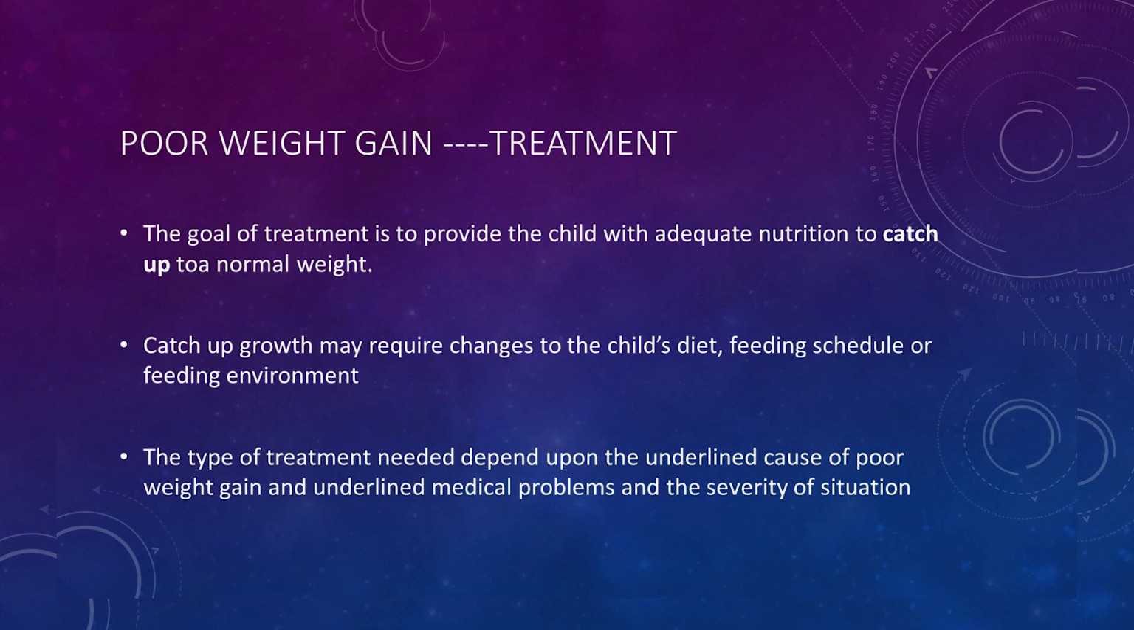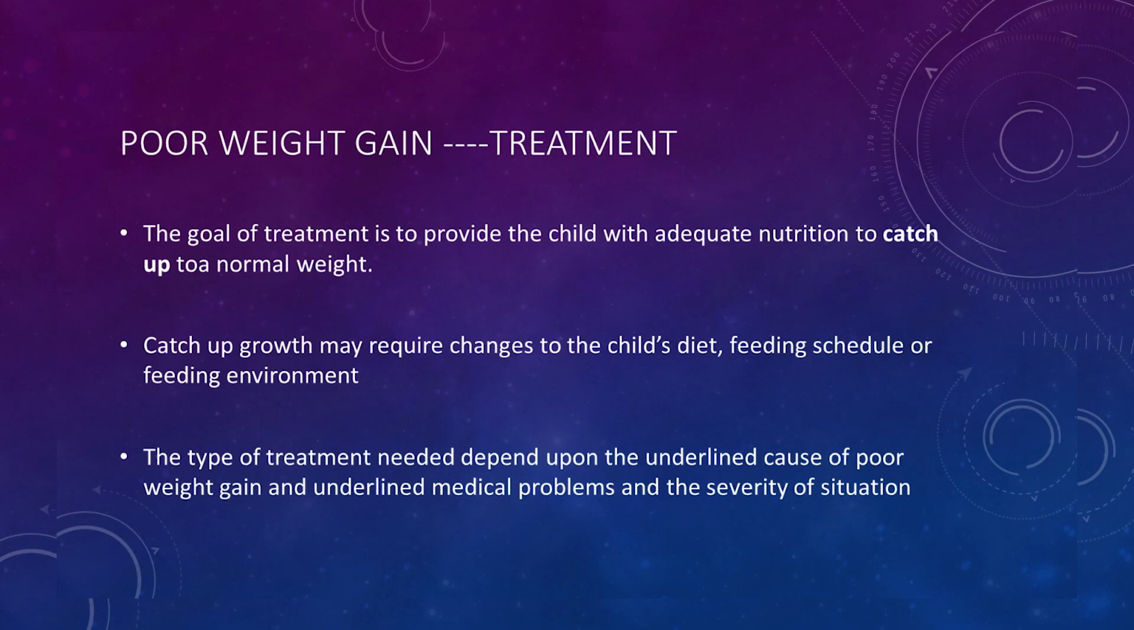The type of treatment needed depends upon the underlying cause of the poor weight gain, the underlying medical problem and the severity of the situation. So, whatever the cause, if there is a problem in suckling or in breastfeeding, fewer feedings are given to the patient. So, the number of feedings must be increased.